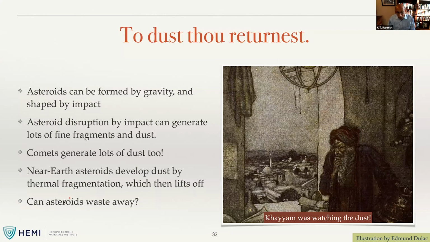Also adds another question here. Can the asteroids waste away? So the idea is, I've been sitting out there and being exposed for a while. I slowly break up. I get dusty. I then get hit by something. The dust gets thrown off. The asteroid shrinks in size. Maybe the asteroids don't even last 10 million years, the near-Earth asteroids. Maybe they waste away faster than that.